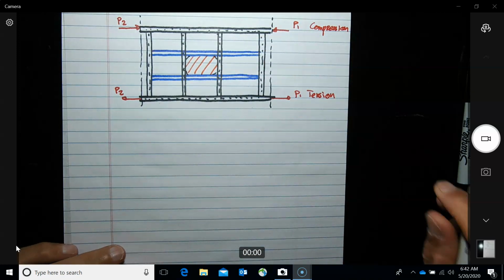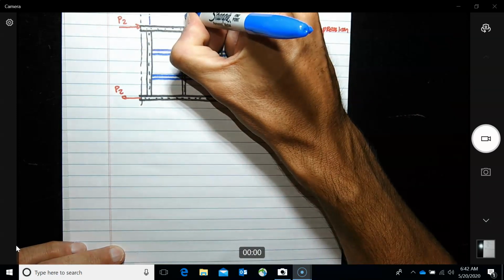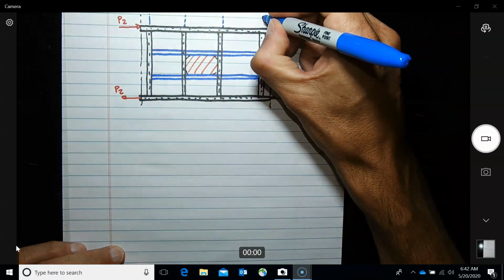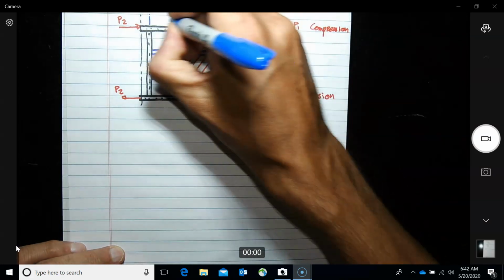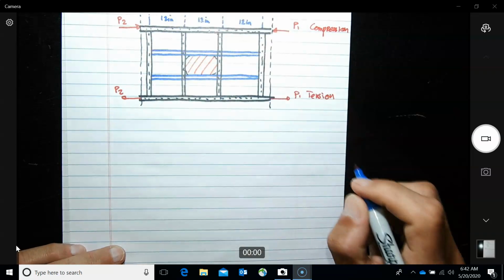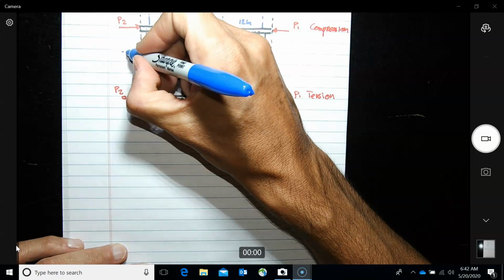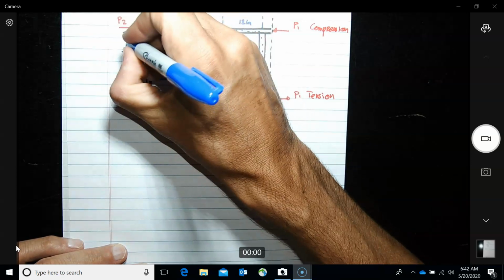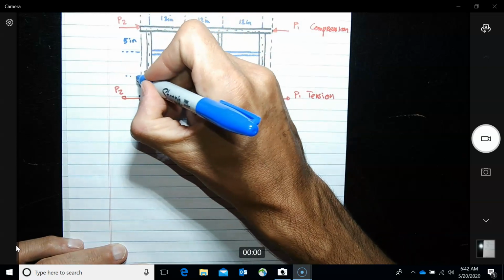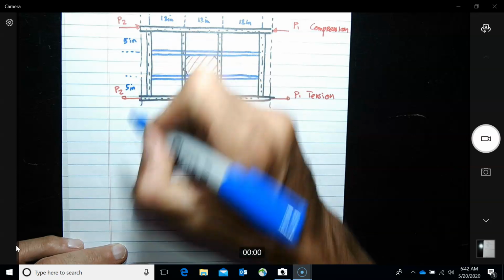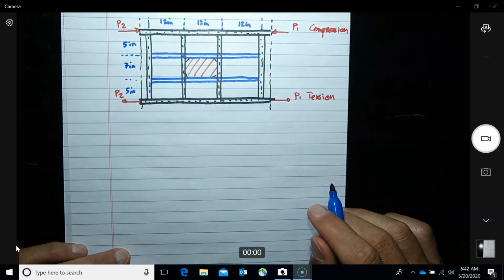So now let's try to put some dimensions. So let's say from here to here to here to here, each one will be 12 inches, 12 inches, 12 inches. Now that distance over here will be 5 inches, so let's do symmetric, so this one will be as well 5 inches, and the one in the middle will be 7 inches.